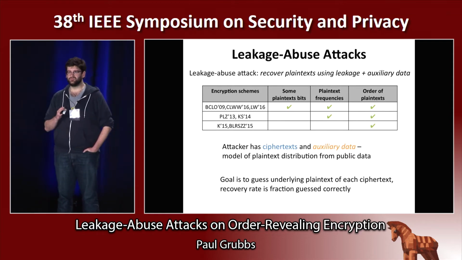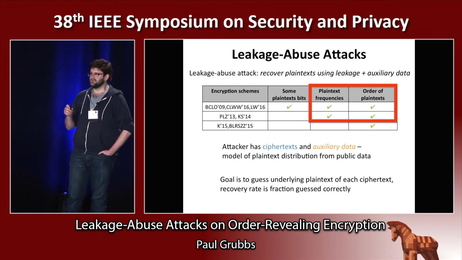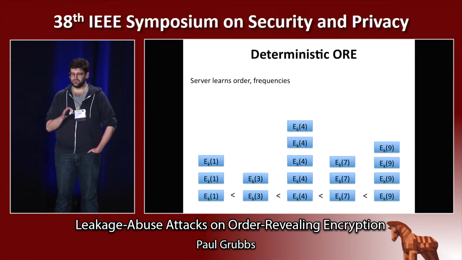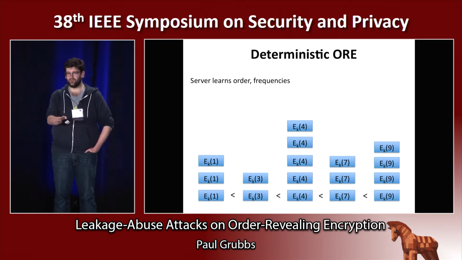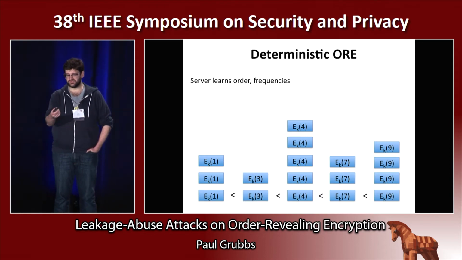The goal of a leakage-abuse attack is basically to recover some plaintext. We're going to call the recovery rate the fraction of plaintext that we guessed correctly. The first attack we're going to discuss is against the schemes that leak both order and frequency of the underlying plaintext. The leakage here, again, in this simulated database, is the order of all the values as well as the number of occurrences of each particular ciphertext.